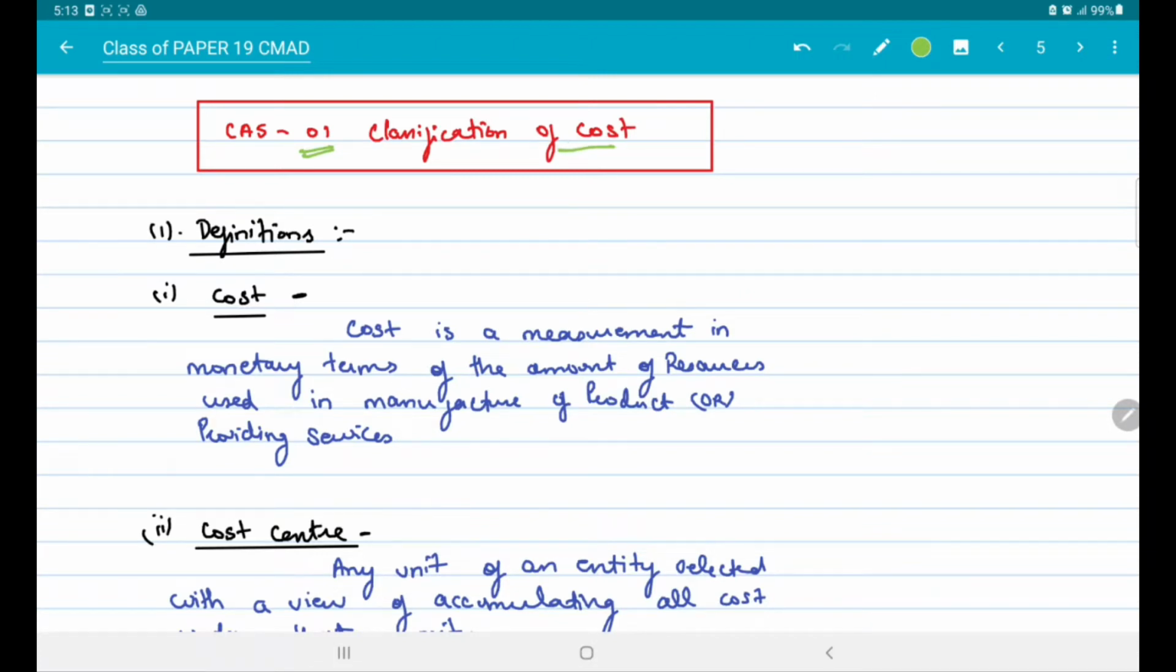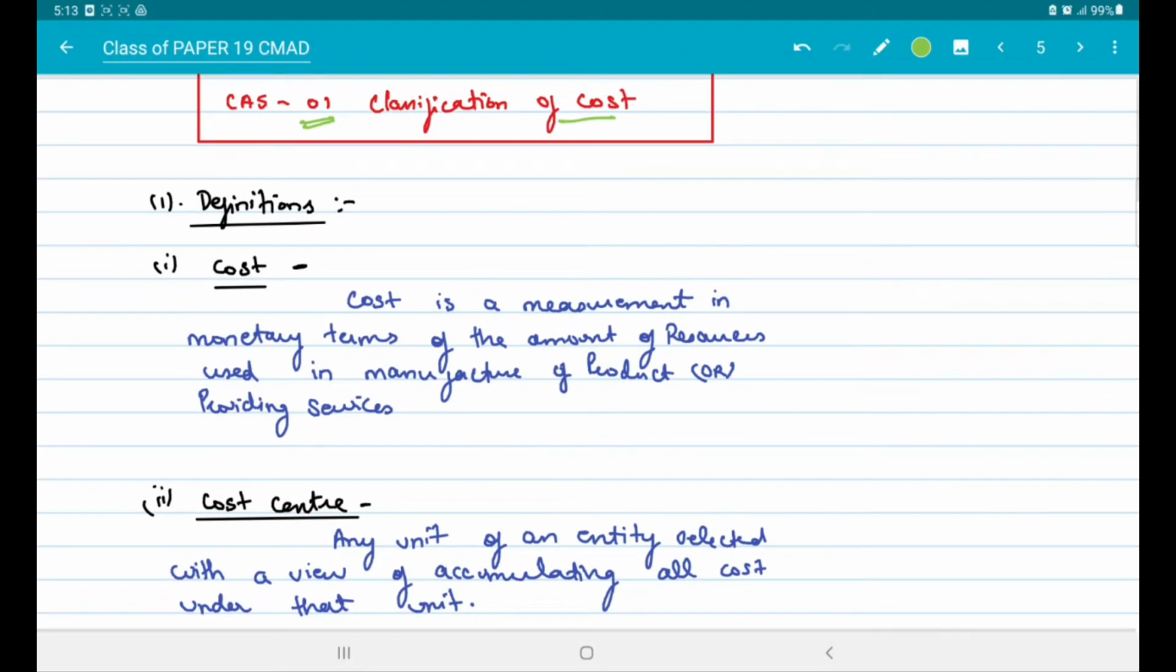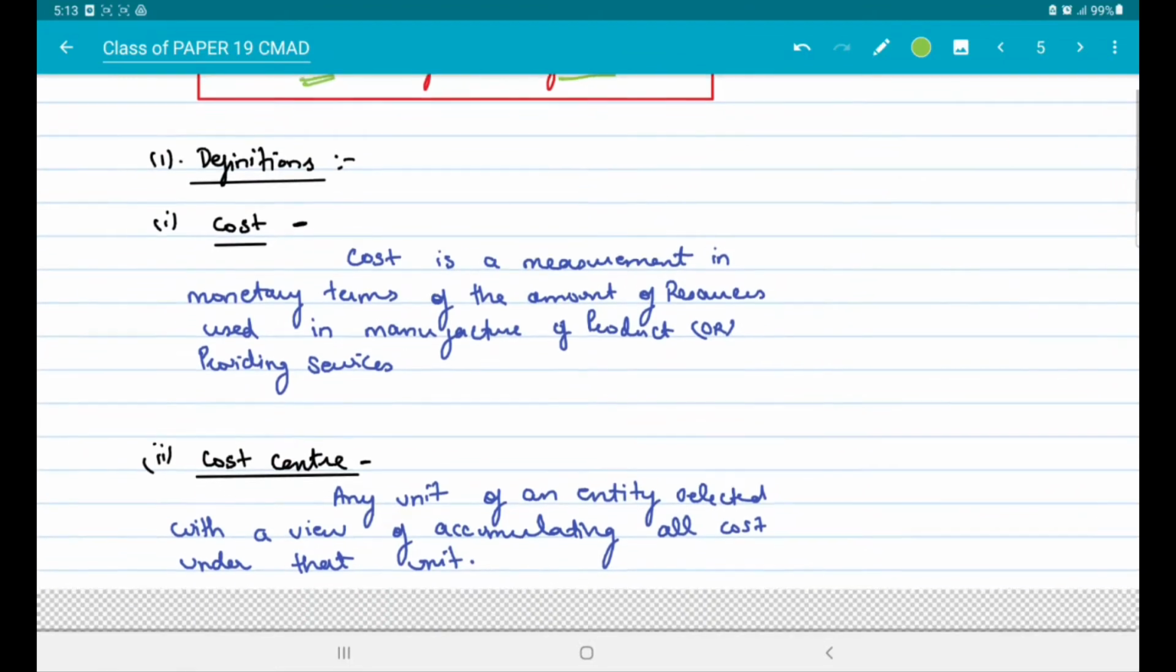As mentioned in earlier classes, you should remember the title of each cost accounting standard with its number, because 2 to 3 marks will be tested in objective MCQ type questions. So CAS-01 is classification of cost, and to start with this topic, you should know the basic definitions.